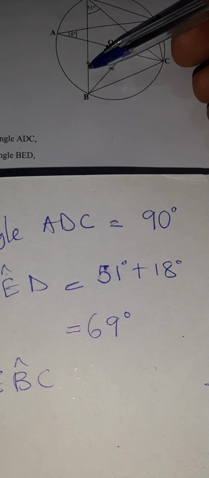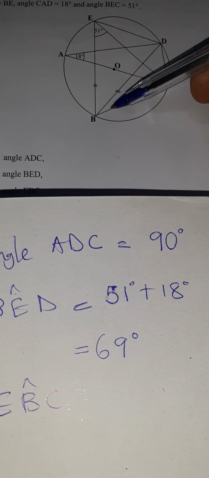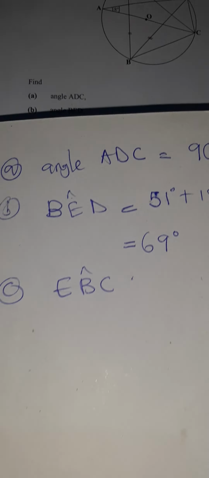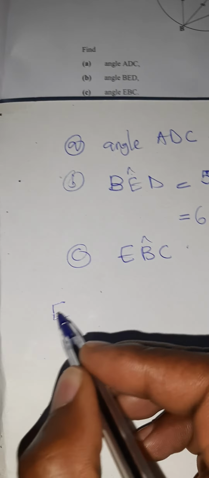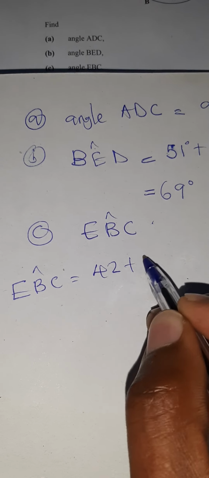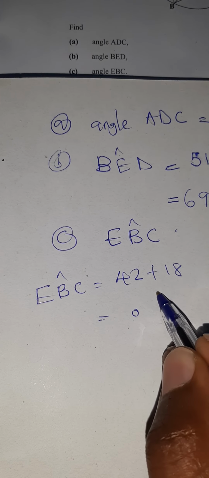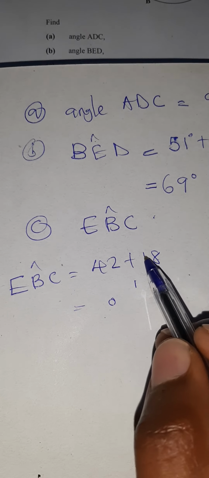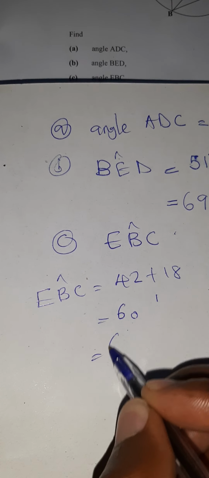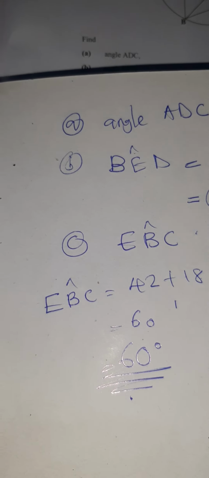So it means here, now we have a 42. Remember here we have 18. So the complete angle that we want is angle EBC. So EBC, this angle will just be 42 plus 18. So 2 plus 8 is a 10, 0 carry 1. And then 4 plus 1 is a 5, plus 1 is a 6. So the final answer is 60 degrees. That is the value for angle EBC.